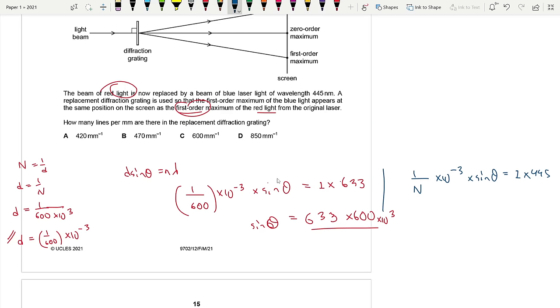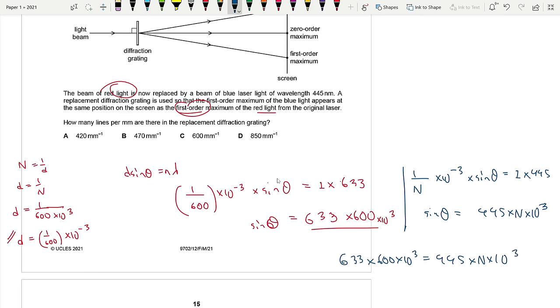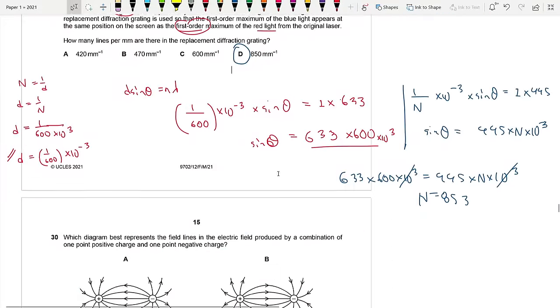So this should be equal to 445 into n into 10 to the power 3. So we can equate these two. 633 into 600 into 10 to the power 3 is equal to 445 into n into 10 to the power 3. So if you calculate this for n, 633 into 600 divided by 445 is equal to 853. So the nearest answer is actually D. So 29 should be D.